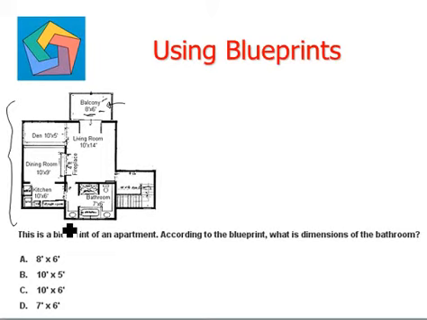If we see, the bathroom is right here. We locate the bathroom, that is here, and we see that the dimension given is 7 by 6. So 7 by 6 is the dimension of the bathroom and can be seen in option D.